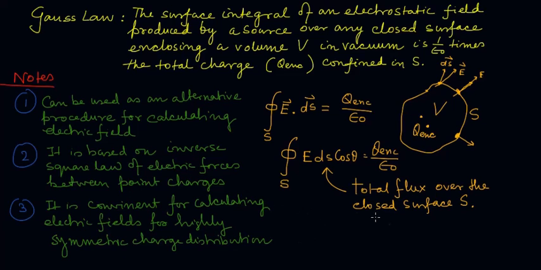Now, there are a few points which need to be dealt with first to understand this Gauss law. The first important point is this flux. What is a flux? And the second important point is symmetry. These two things should be taken care of separately before going into the further discussion of Gauss law.